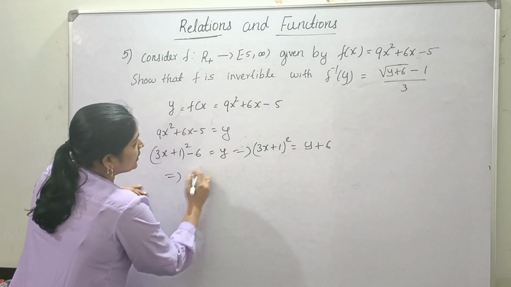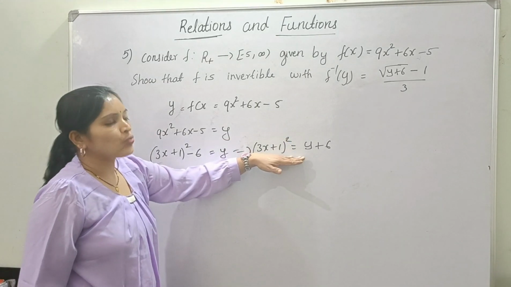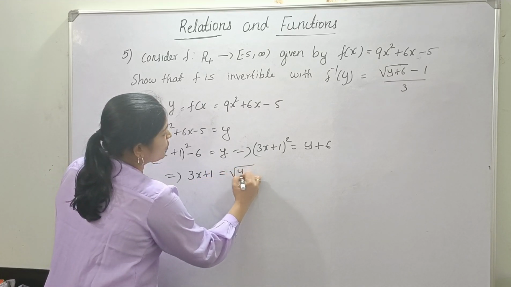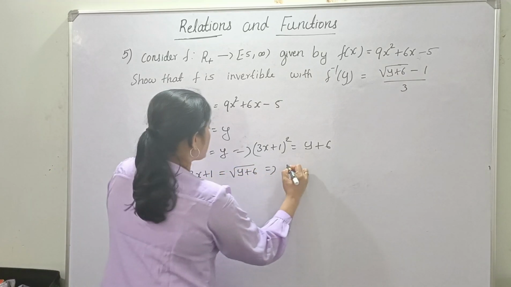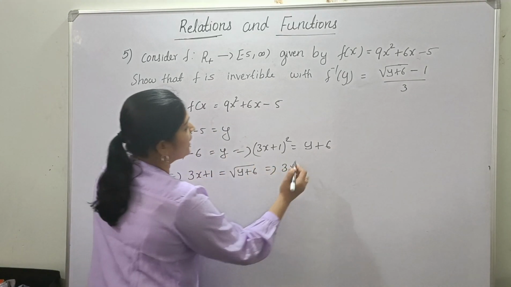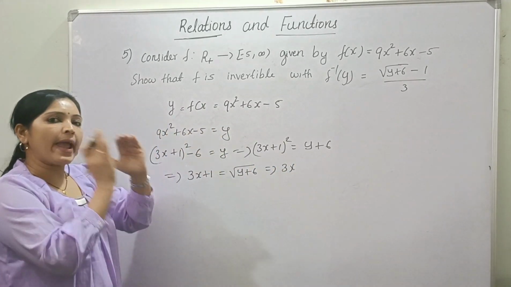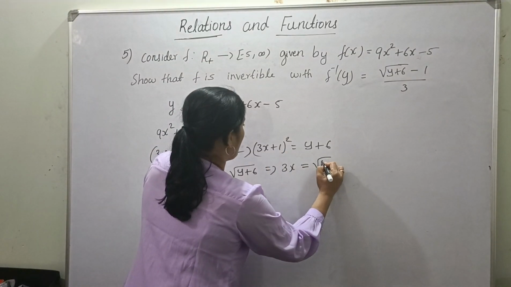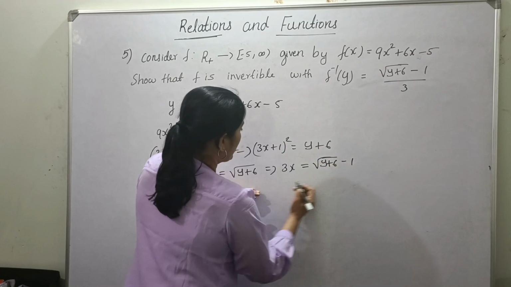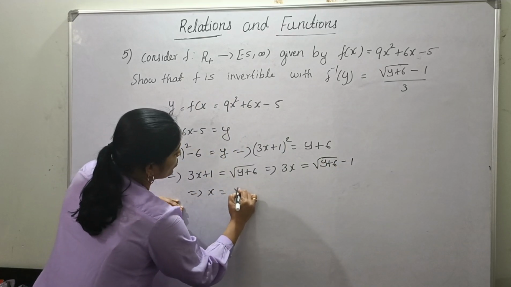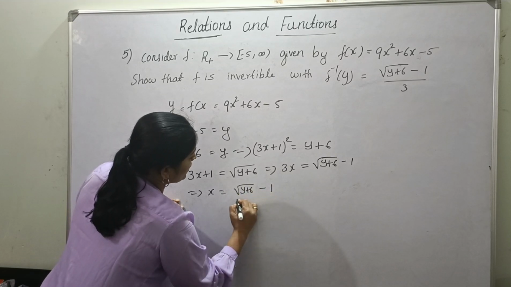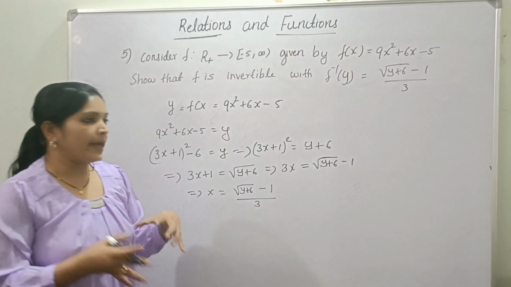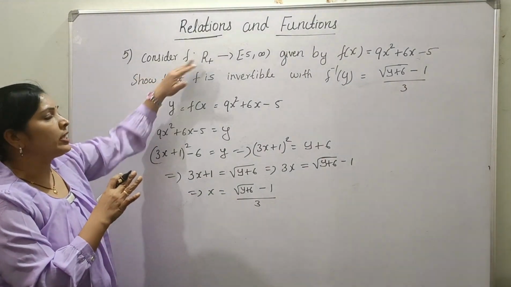This implies, take the square root on both sides. So 3x plus 1 is equal to square root of y plus 6. This implies 3x, take 1 to the right side, because we have to make only x on the left side. So 3x is equal to square root of y plus 6 minus 1. This implies x is equal to (square root of y plus 6, minus 1) divided by 3. Okay. Now here we have got an element from the domain of the function f.